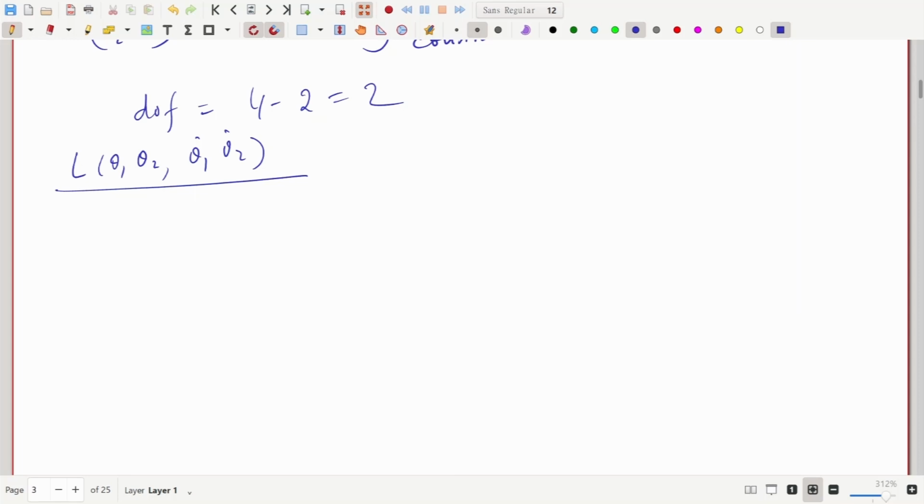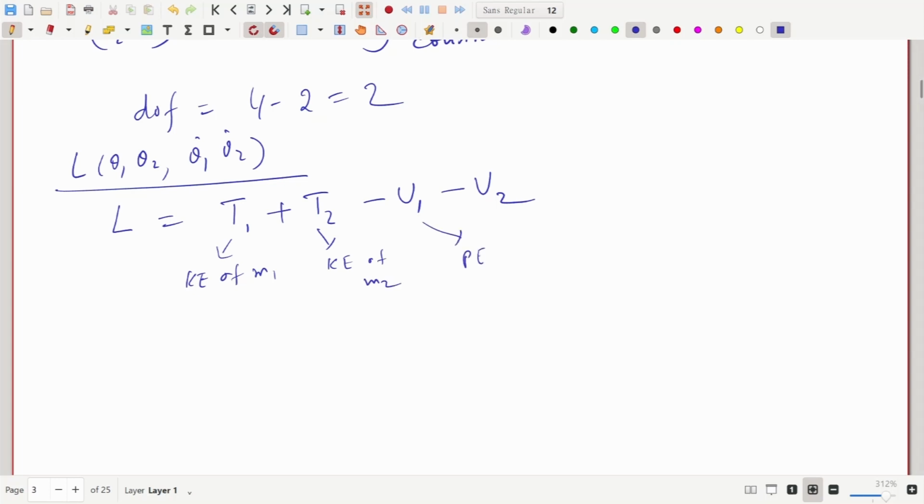But now how will we find this Lagrangian? So let us do this. The Lagrangian will be the kinetic energy of the first particle plus the kinetic energy of the second particle, minus the potential energy of the first particle, minus the potential energy of the second particle. So this is the kinetic energy of m1, this is the kinetic energy of m2, this is the potential energy of m1, and this is the potential energy of m2.